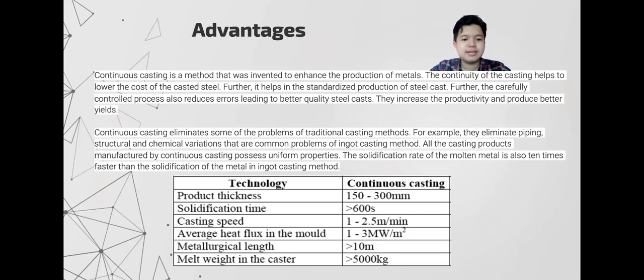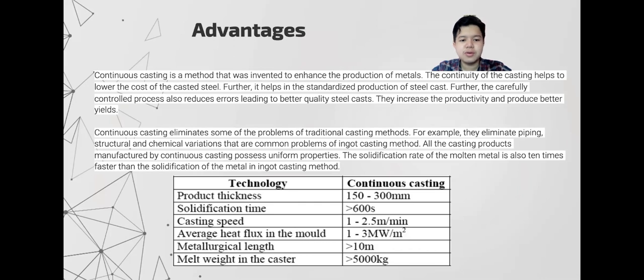CCM has several advantages. Continuous casting is a method that was invented to enhance the production of metals. The continuity of the casting helps to lower the cost of the cast steel. Further, it helps in the standardized production of steel cast. The carefully controlled process also reduces error, leading to better quality steel cast. It increases productivity and produces better yields.